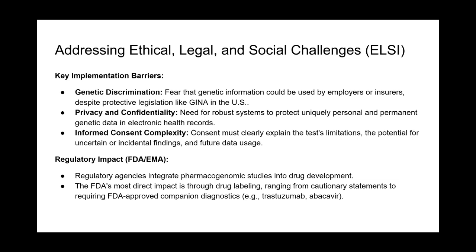Firstly, agencies such as the Food and Drug Administration and others issue guidance documents for the pharmaceutical industry. These documents provide instructions on how and when to integrate pharmacogenomic studies into drug development programs, covering stages from preclinical research to phase 3 clinical trials.